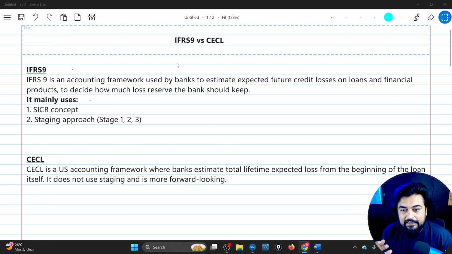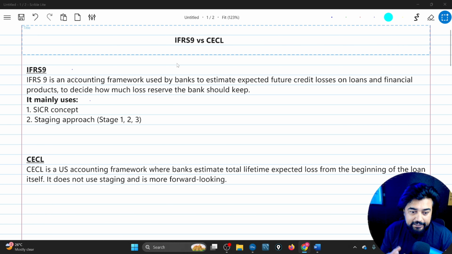So what is IFRS 9? It's an accounting rule. It's not just a model. It's a rule-based approach suggested to all the banks that tells the bank, if there is a chance that a customer may default in future, whoever is taking the loans or credit card, start estimating those losses. You need to estimate the losses today itself and keep reserve for them.